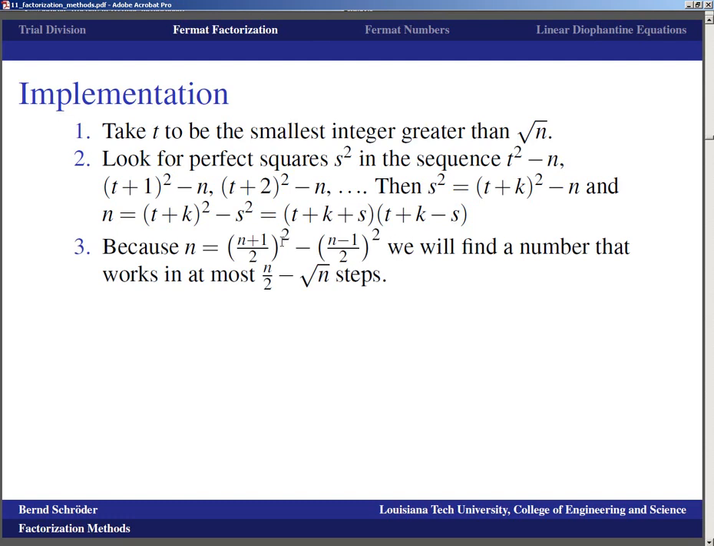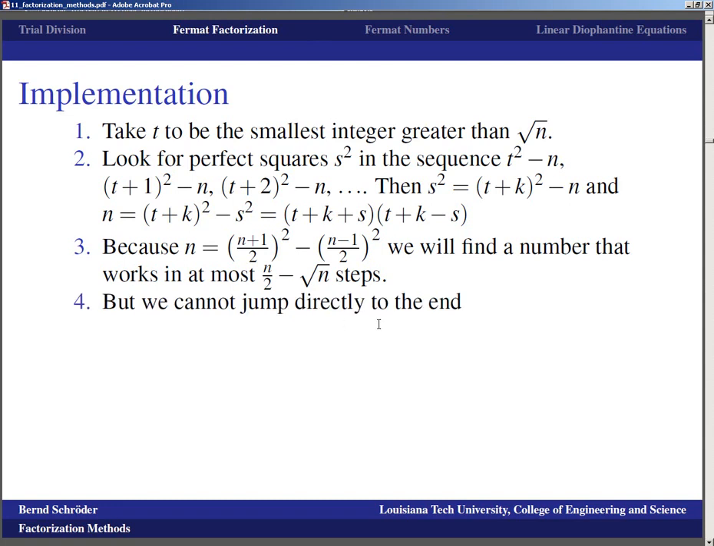And because n is ((n+1)/2) squared minus ((n-1)/2) squared, we will ultimately find a number, and we will find that number in at most n/2 minus square root of n steps, because that's how long it takes to go from square root of n to (n+1)/2. Not quite sure about the number of steps here right now, but it ought to work out. It is at least a linear number of steps, and that is really all that counts, is O(n).